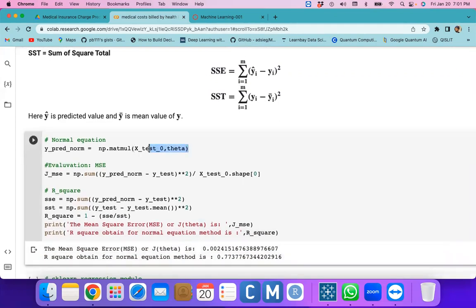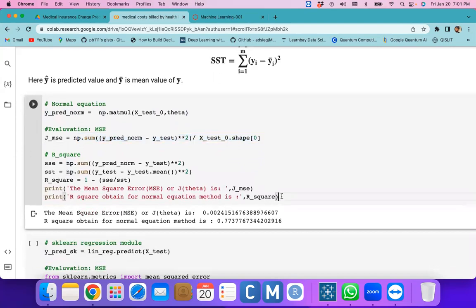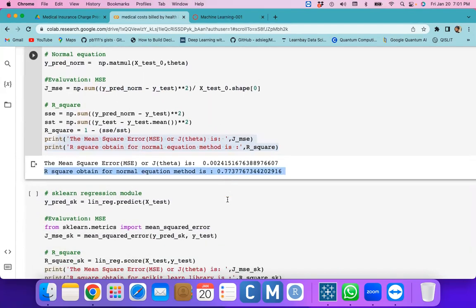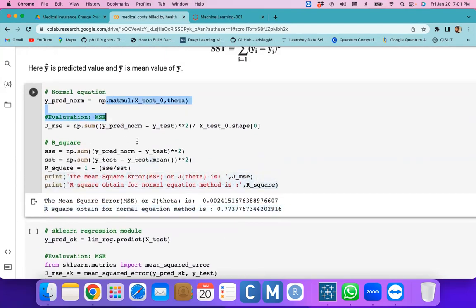Okay, so this is the normal equation, and this is your mean square error function. We're just displaying the mean square error and R square value. Here the mean square error is very, very small, and my R square is approximately 80%, which means that, and these are the steps that we also calculated by hand with your own Python knowledge.